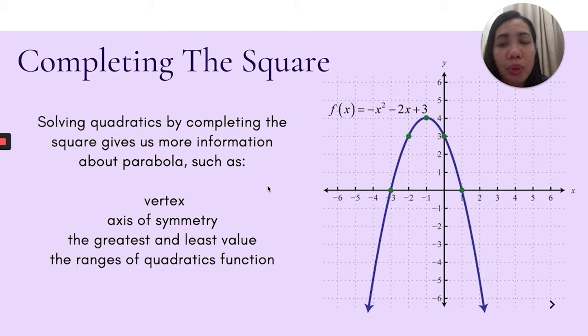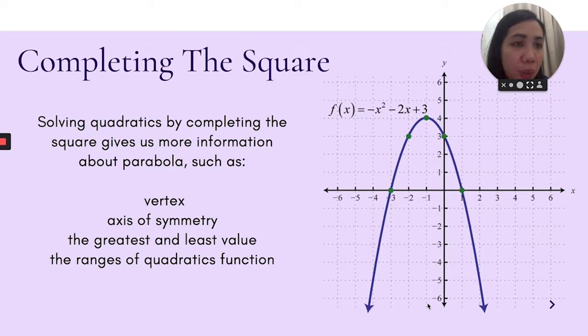we can know the vertex. We can also know the axis of symmetry, and then the greatest and least value, and then the ranges of quadratic function. So for example, in here, I have a parabola of minus x squared minus 2x plus 3. Okay, what is the vertex? The vertex is in here. The vertex is the point in which the parabola changes its direction.